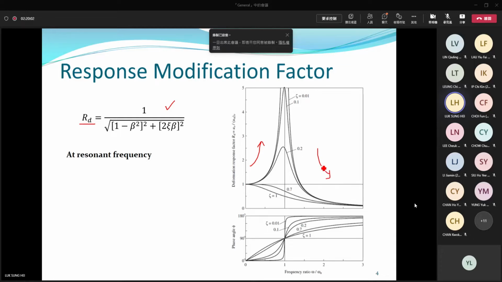We call this the frequency response plot. In the notes, I also show you similar pictures with colors. At resonance, normally resonance means beta is approximately equal to 1, the frequency ratio is equal to 1. And then there are some special values for RD and for the phase angle.